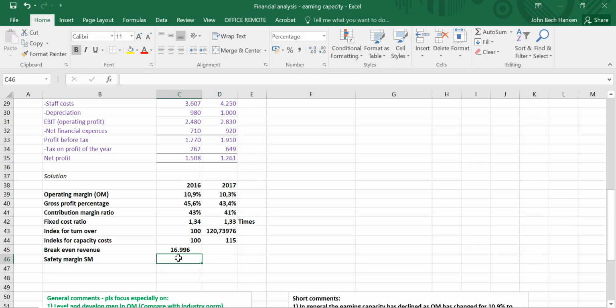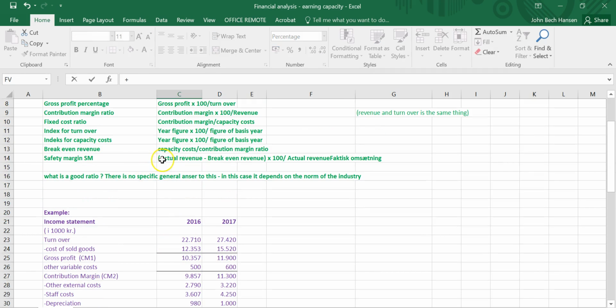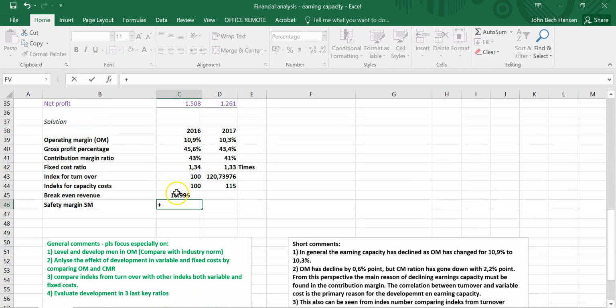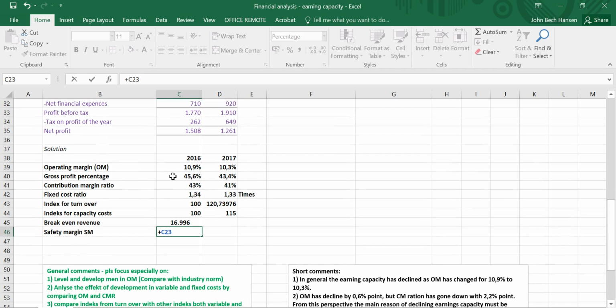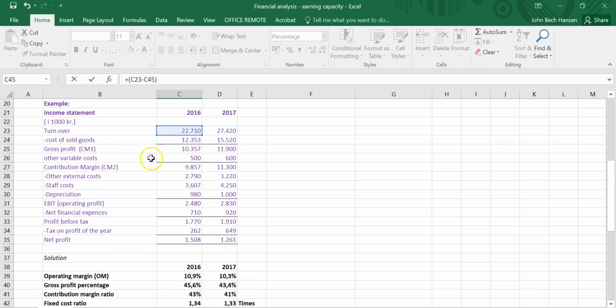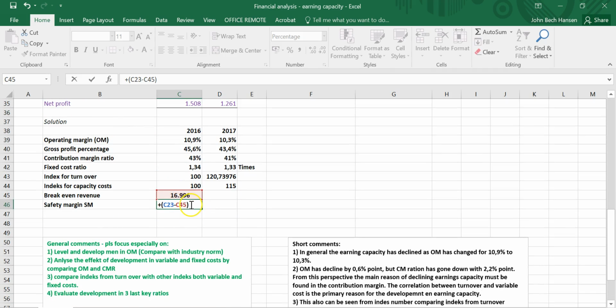So how much can we afford to lose from this actual turnover in order not to make a loss? Well, we can calculate our safety margin, and that is the actual revenue, or the actual turnover, minus the break-even. And if I just left it here, I would have the safety margin in 1,000 kroner.